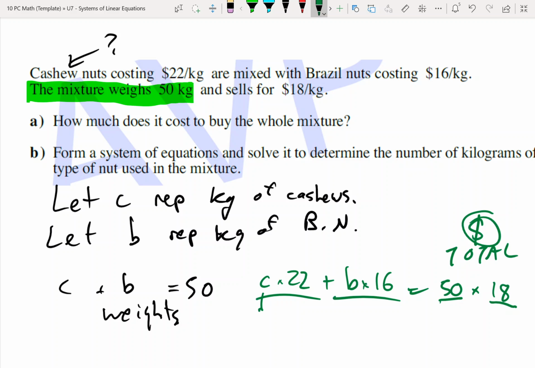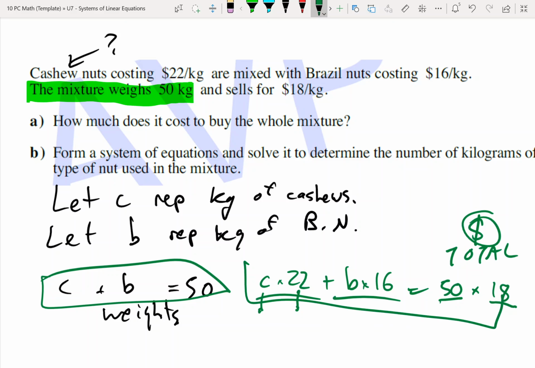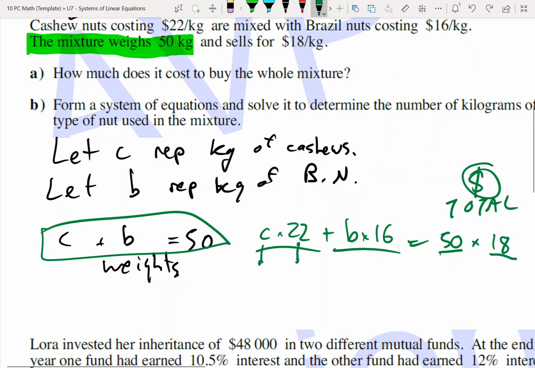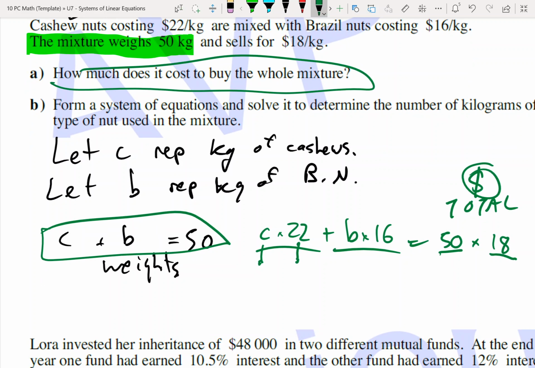If I take the amount of cashews and multiply it by the value, that'll give me the total price of all the cashews in the mix. And this one will give me the total price of all the Brazil nuts. This will give me the total of the whole thing if I mix them together. And if you look, we have two equations, so we're done. Now we can just substitute and solve. The reason this question asked how much it costs to buy the whole mixture was this. It won't always ask you that. You just need to know that you need to do that in order to write the second equation.